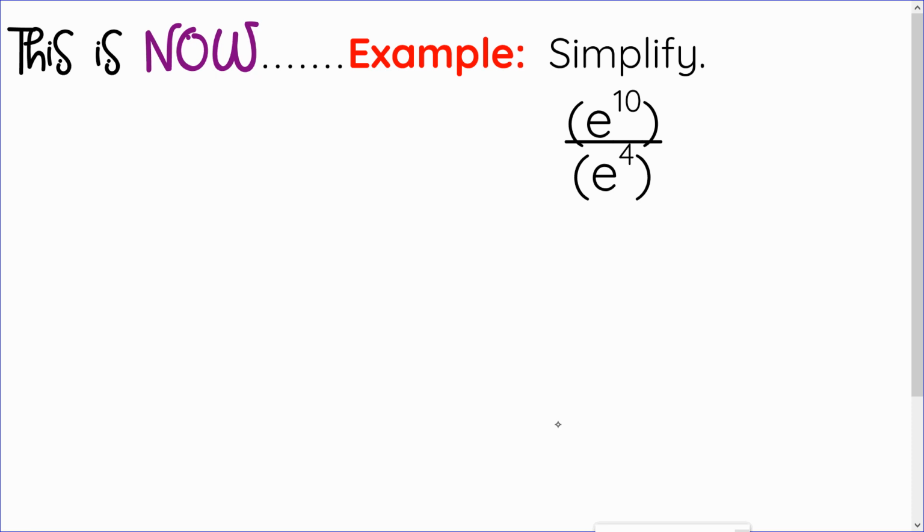Well, this is now. We have some variables. So I'm going to keep my base the same, e, and subtract my exponents. So e to the exponent of 10 take away 4 is 6. Now I have to note, because I have a variable, not a number in the denominator, I want to make sure I'm not dividing by 0. So I'm just going to state this is true as long as e is not 0.